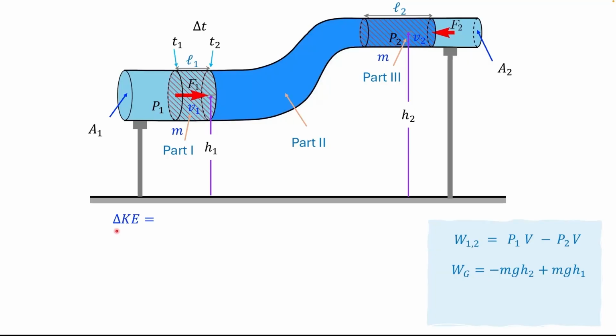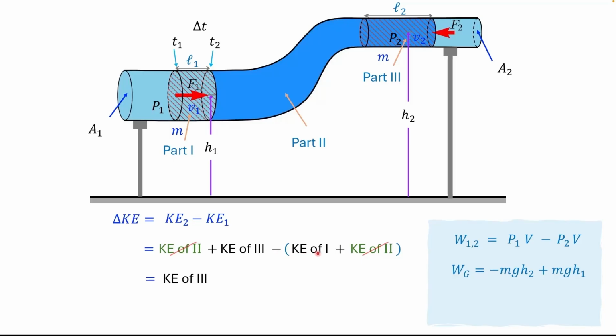Next, we need to find the change in kinetic energy of the object, which is equal to the final kinetic energy, KE2, minus the initial kinetic energy, KE1. The final kinetic energy of the object is the kinetic energy at time T2, which is the sum of the kinetic energies of part 2 and part 3. The initial kinetic energy of the object is the kinetic energy at time T1, which is the sum of the kinetic energies of part 1 and part 2. You can cancel out the kinetic energy of part 2. You get the kinetic energy of part 3 minus the kinetic energy of part 1.